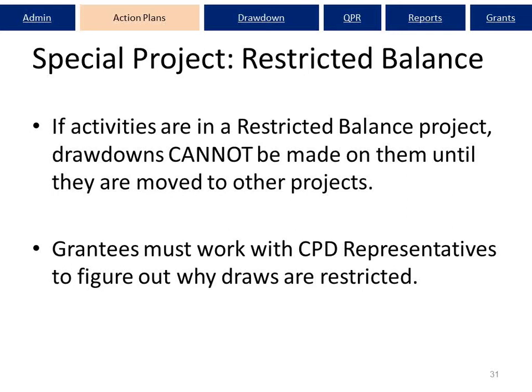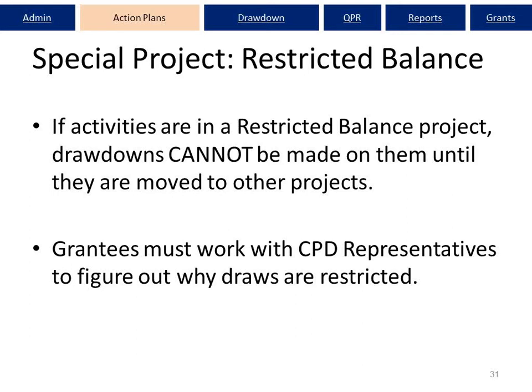So if you have a hard time drawing against something, one thing to look at is, do I have a restricted balance project, and is the activity assigned to it? If that's the case, and it shouldn't be for any of the B10 grants. I think they're all one round, one amount. So all those should be zeroed-out restricted balances, but they will, again, all start as blocked for draws.